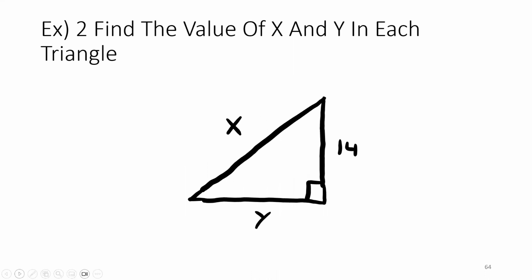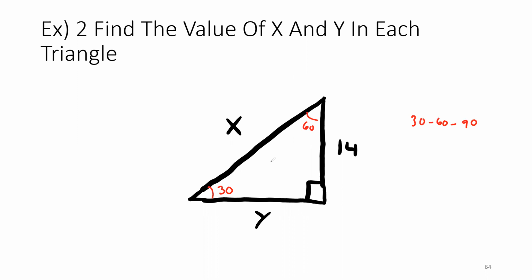Example 2, find the value of x and y in each triangle. Okay, so on example 2, oh, I forgot to write this, but this has an angle 60. So that means that this angle has to be 30, because remember, the sum of the triangle should add up to 180, so you have no choice for this angle to be 30. So this is a 30, 60, 90 triangle.